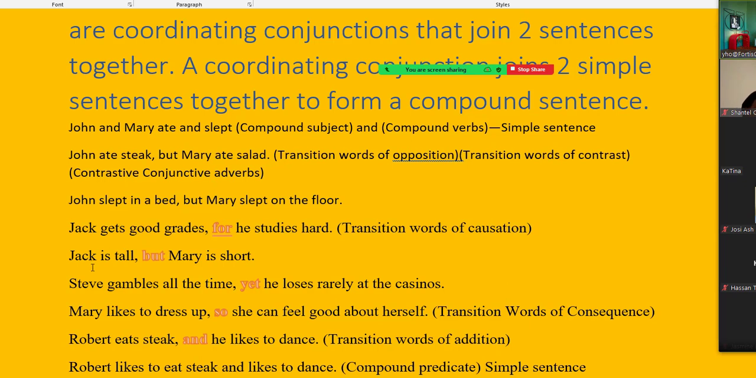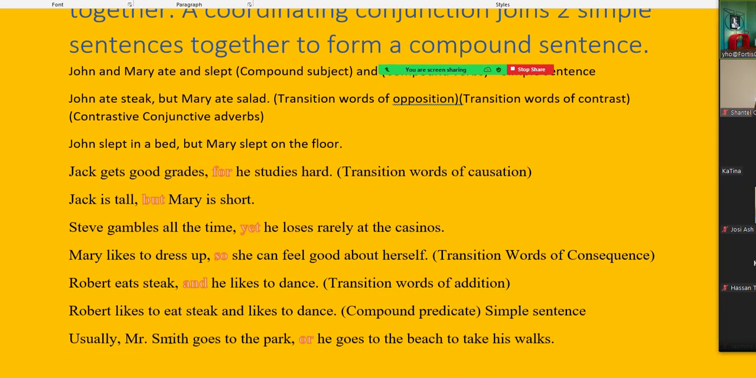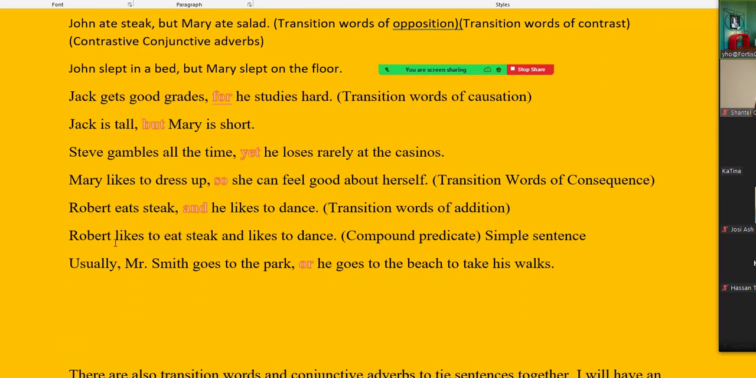British grammar. So here, Steve gambles all the time, comma, yet he loses rarely at the casinos. Mary likes to dress up so she can feel good about herself. Robert eats steak and he likes to dance. Robert likes to eat steak and likes to dance. Why is this not a compound sentence? Why is this a simple sentence?